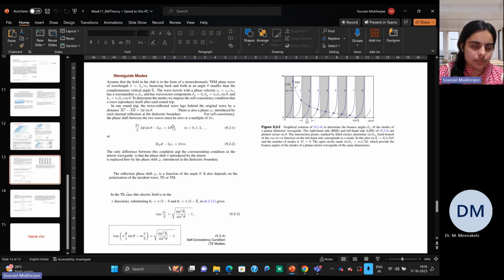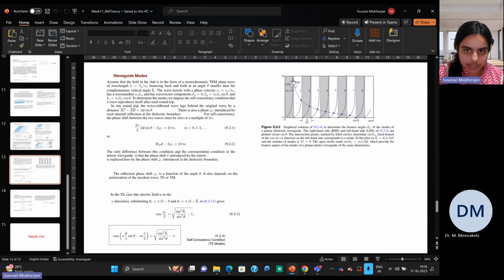So the total phase difference should be an integral multiple of 2 pi m. And from there, if you put in the expressions, you would get this kind of a transcendental equation, which is the self-consistency condition. This tells us that for some values of theta, you would get some solution. Those will be your valid values of theta.